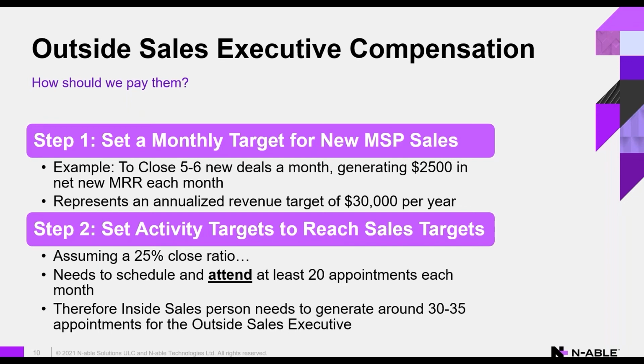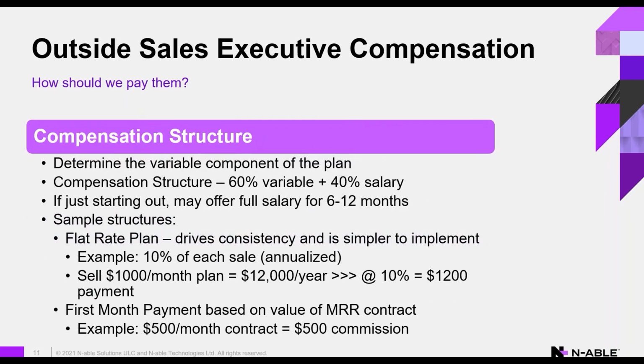From an inside sales perspective, they'll need to generate probably around 30-35 appointments each month for the outside salesperson, because you know that some appointments are going to be missed or need to be rescheduled. And then looking at the compensation structure, once the quotas and targets have been set.